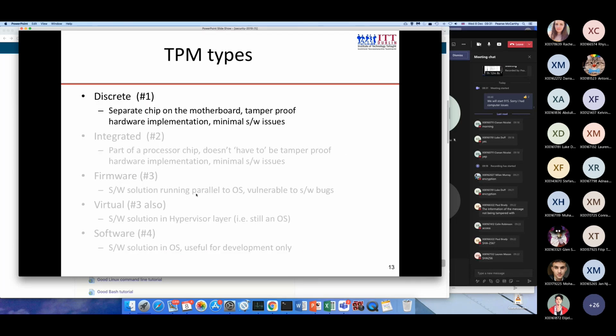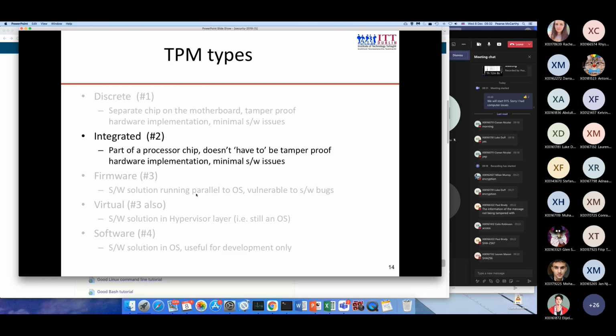All right. So this is important now. TPM types. What sort of types are there? These trusted platform modules, right? There's discrete. What that means is discrete means usually separate, right? It's a separate chip on the motherboard. As I said, it's tamper-proof. So it's essentially a hardware implementation of all the algorithms and all that sort of stuff. Minimal software issues. So in other words, if you use this solution, you're not going to be upgrading it, right? It's usually proven. It's been around for a long time. Its downside is it costs more because it's a separate chip, all right? But that's what a discrete one is.